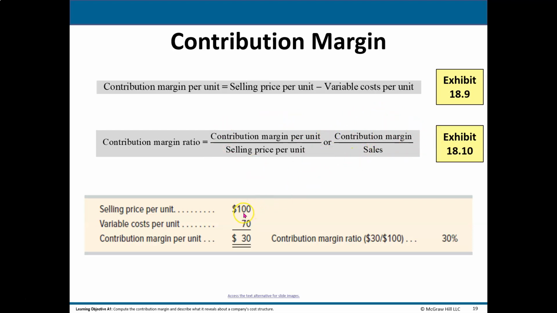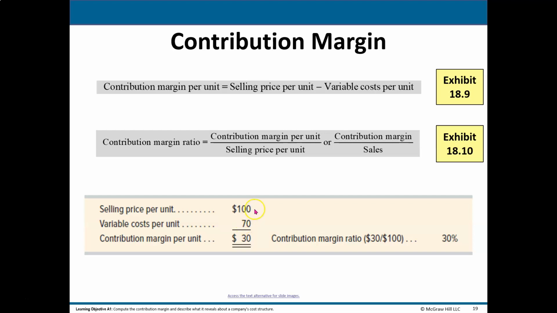So let's take a look here for Riddell. Riddell sells a football for $100. The variable cost per unit is $70. So remember, variable costs are those costs that change in direct proportion to output. So if output increases, the variable cost per unit will stay the same, but total variable cost will change.